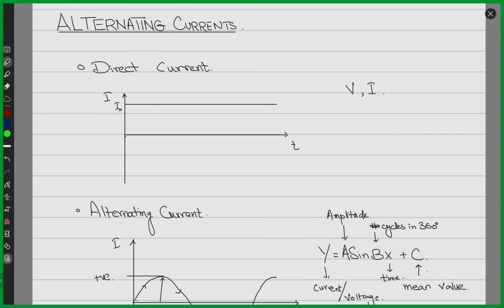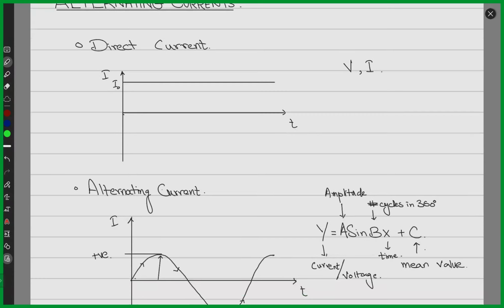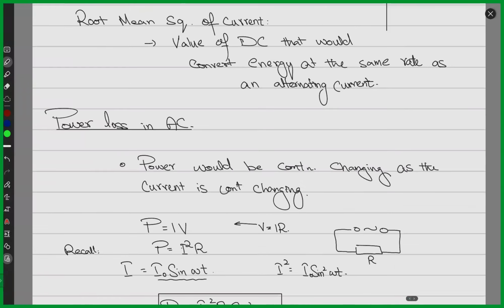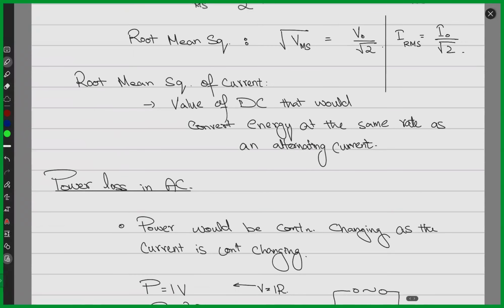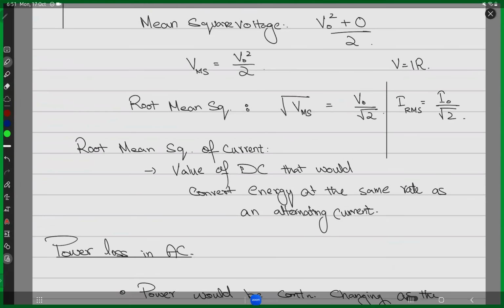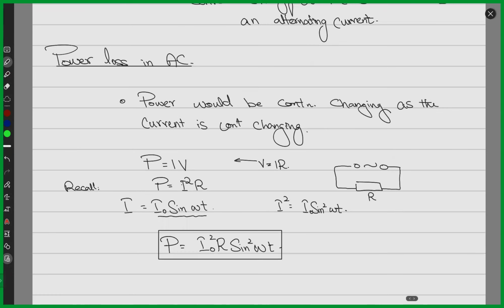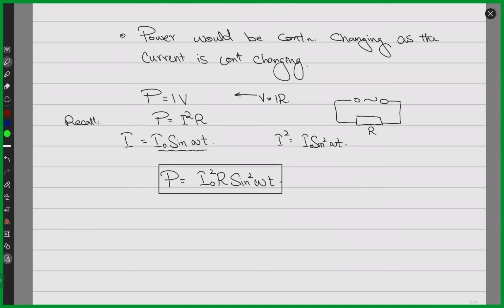Okay. Yes. So last time we were discussing alternating currents. We did the root mean square of voltage and current, and then we discussed the power loss in alternating currents. Let's finish this topic of power loss in alternating current. We'll also discuss the average power loss and the maximum power loss from this equation.